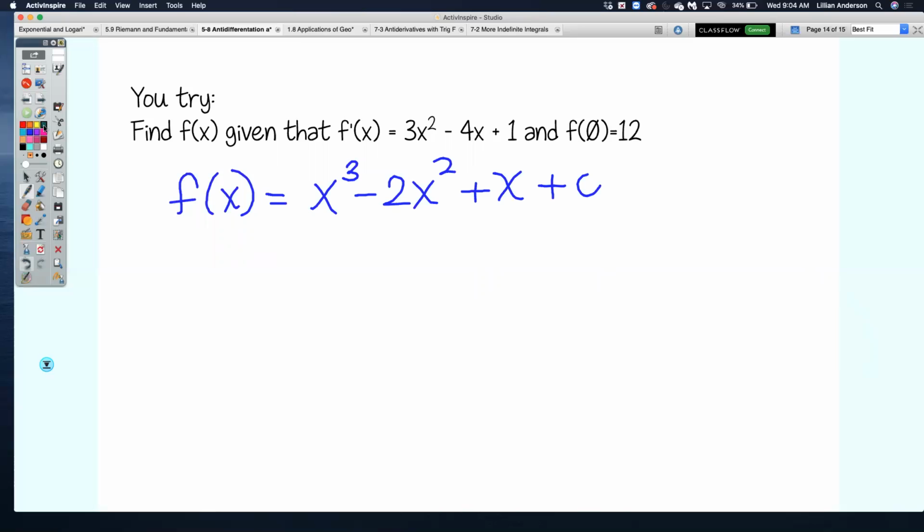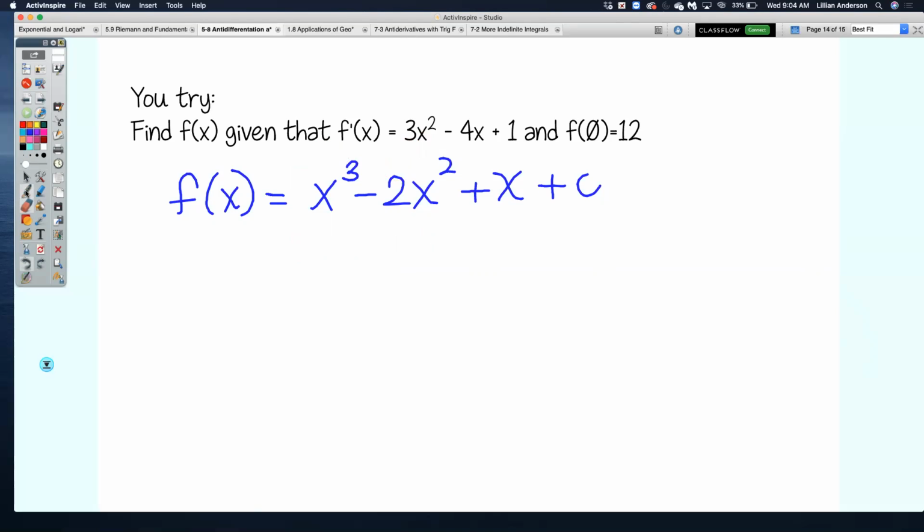Remember, to find the derivative, I bring the exponent down to the front. So that gives me a 3x squared. I subtract 1 from your exponent. I multiply that 2 and 2 together, and then I subtract 1 from my exponent. The derivative of x is just 1, so very good. You can always check it by doing the derivative of what you got.